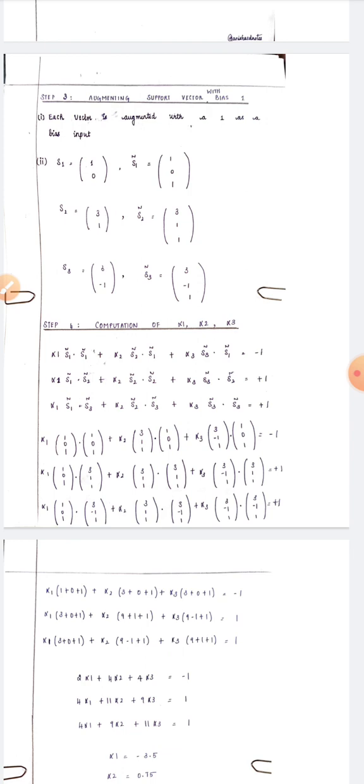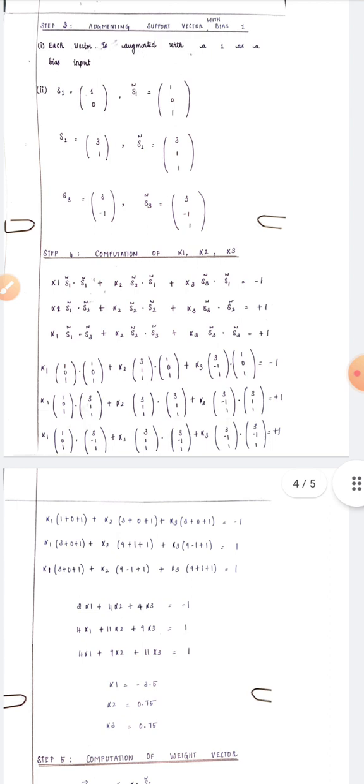For the dot product, we know the formula: A dot B is equal to A1 B1 plus A2 B2 plus A3 B3, and so on up to An Bn. Here we have three values in each vector. So for alpha 1, a1 b1 is 1 into 1, so 1, plus 0 into 0, plus 1 into 1.